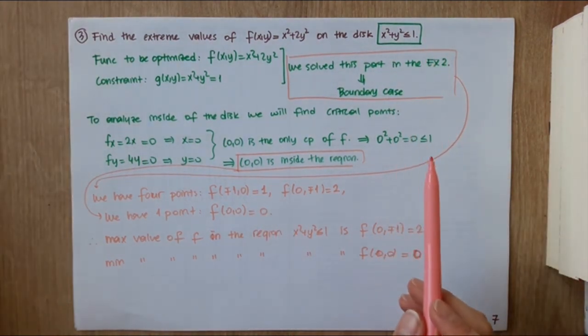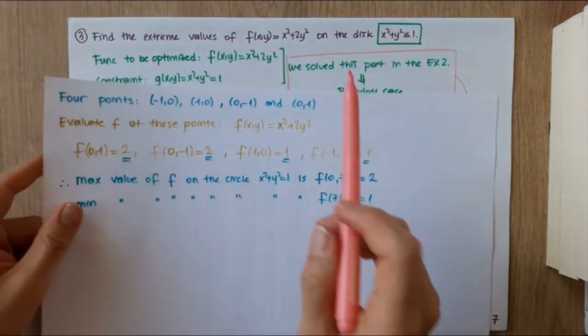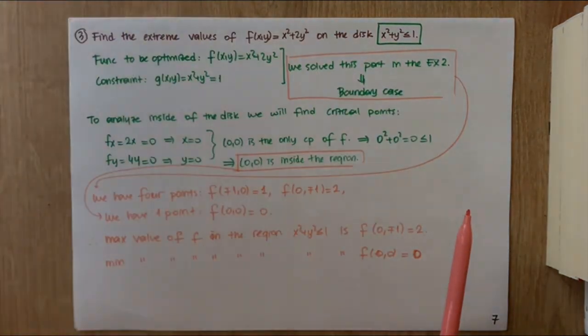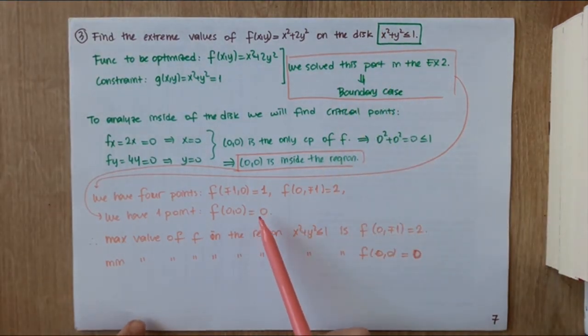So on the boundary of this region, 1 is the minimum value and 2 is the maximum value, but on the whole region, 0 is the minimum and 2 is the maximum value.